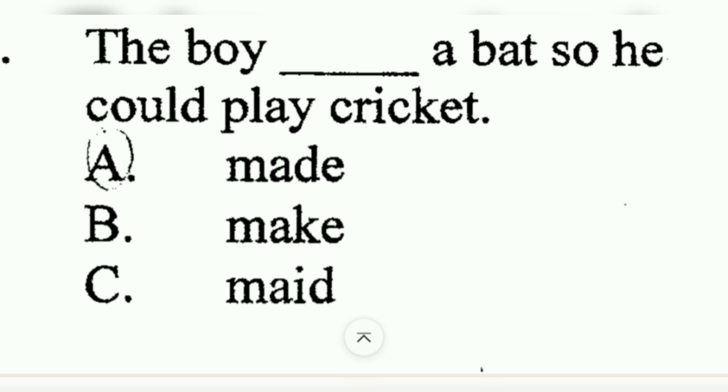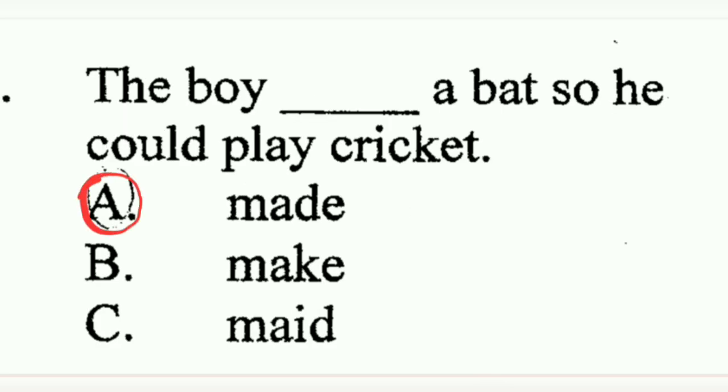Number 40, the boy blank a bat so he could play cricket. A says the boy made a bat so he could play cricket, and at B you have make, and at C you have another made. Alright, A is the answer, and I'm going to explain for you. So the boy made a bat so he could, putting it in the past tense. He couldn't make the sentence sound right by saying, the boy make a bat so he could play. No, he made a bat.